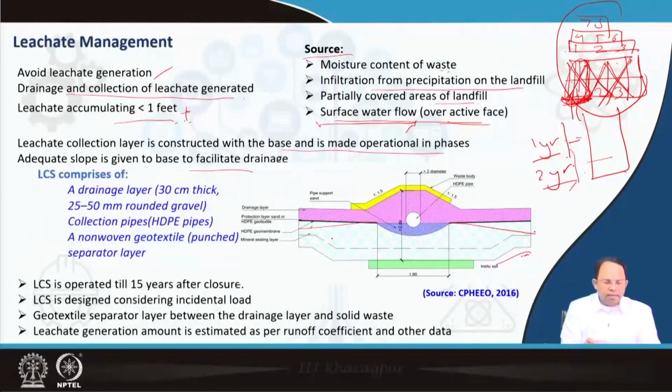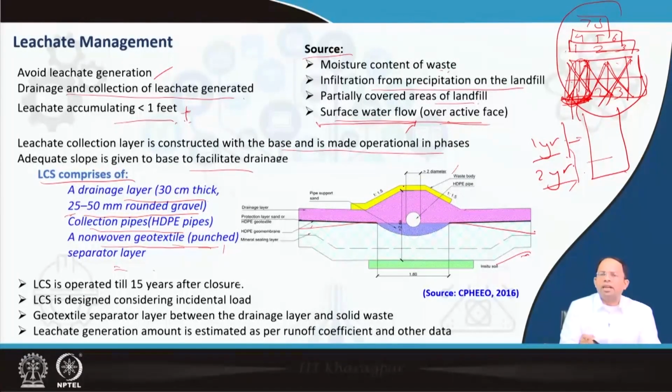And as you can see, this LCS comprises a drainage layer 30 centimeter thick, of 25 to 50 millimeter crushed gravel. Again, these values, you can use C&D waste also to a certain extent, but it is better to use gravel. Then collection HDPE pipes are there inside, and a non-woven geotextile punch separator layer. So that means between the waste and the drainage layer there is a non-woven geotextile punch separator layer, punched because it allows flowing of water inside, right? Now you have to understand this.